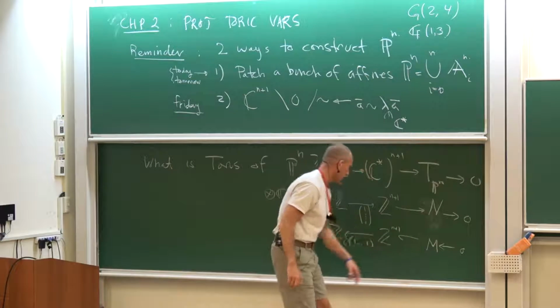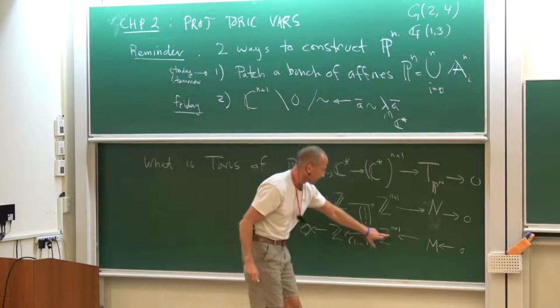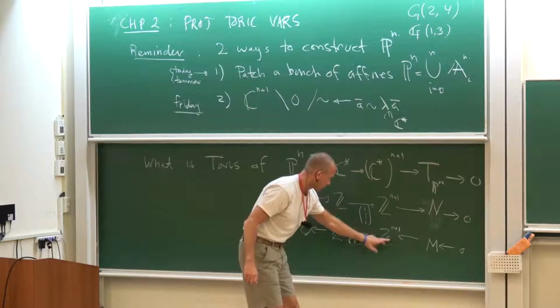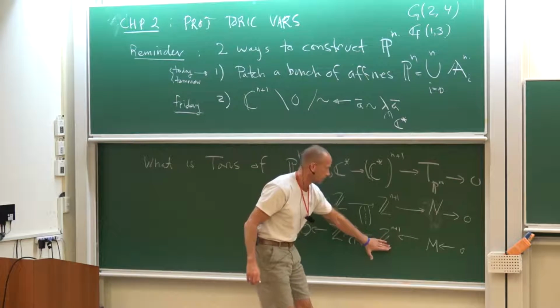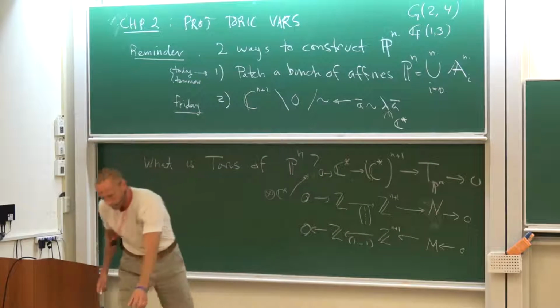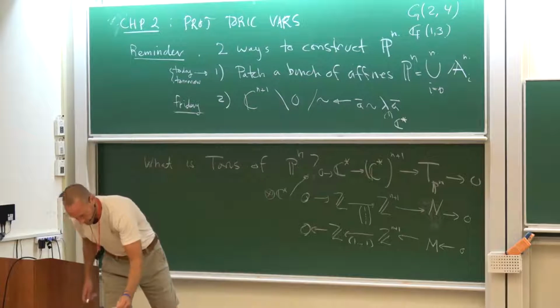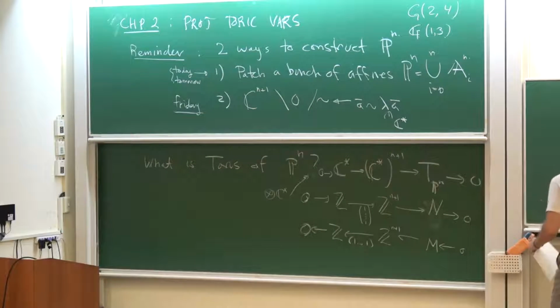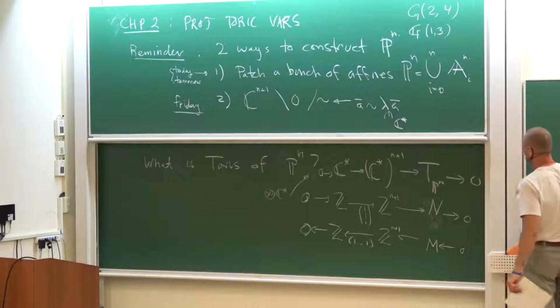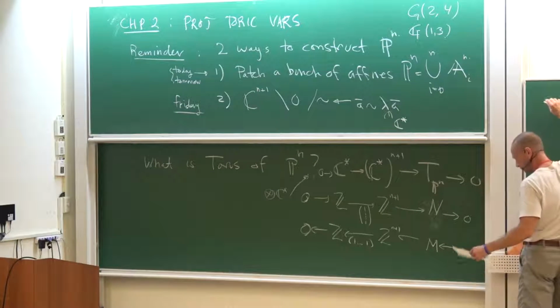So the torus of Pn is exactly the set of everything in Z to the n plus 1 such that the sum of the coefficients adds up to 0, right? So that's our torus of Pn. So the character lattice. Sorry, the character lattice. So that's the hint of how we're going to define the torus of a projective toric variety.